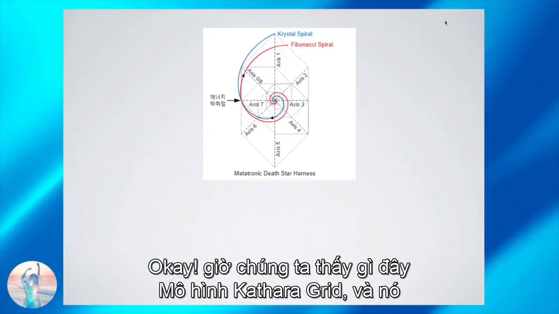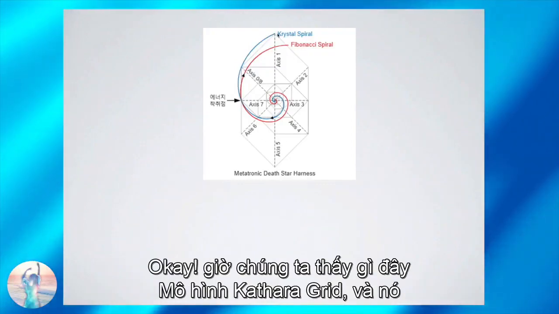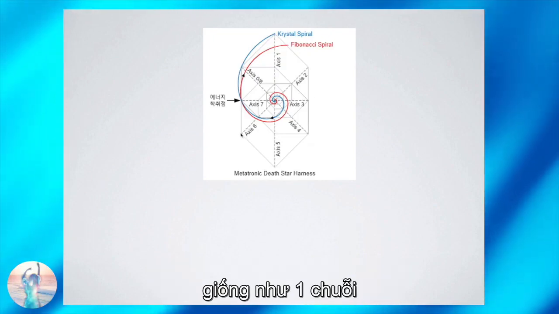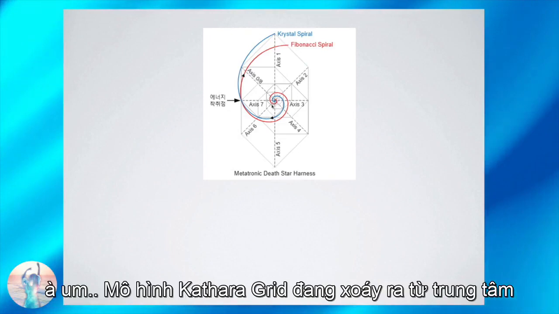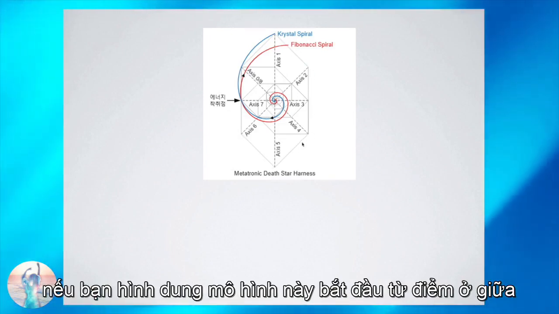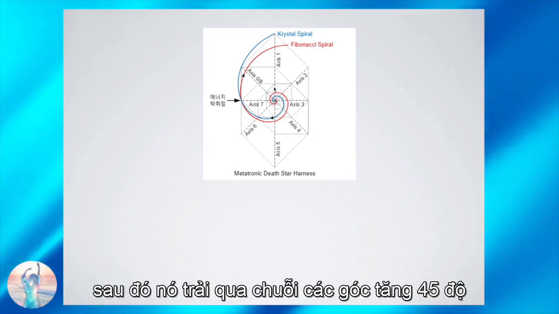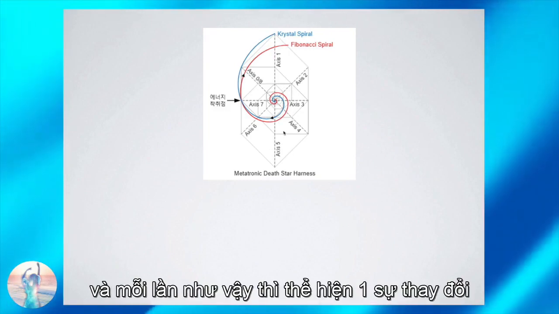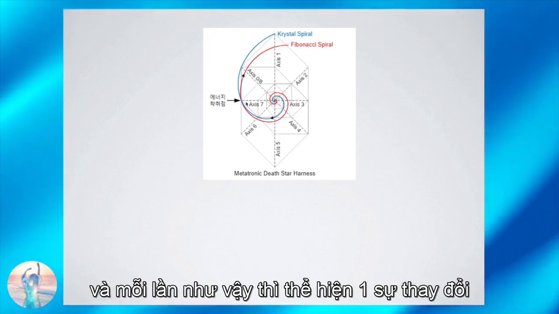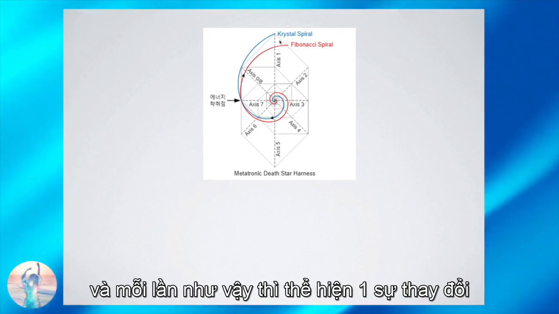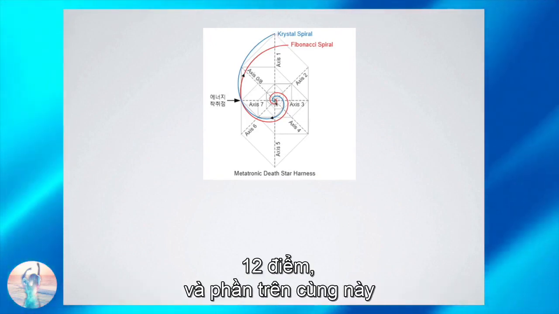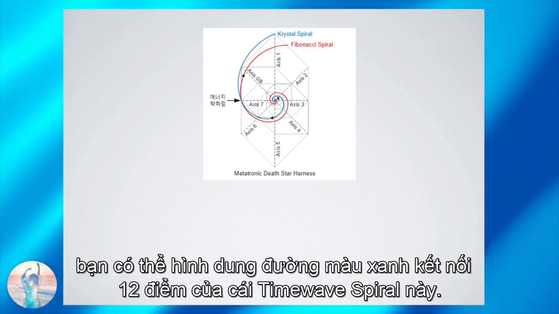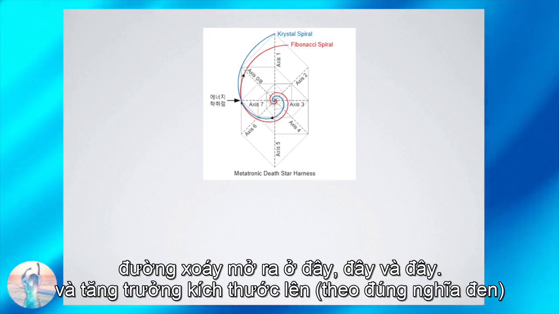Okay, so what you're looking at here is a Cathara grid template. And it's actually a series of Cathara grid templates that spiral out from the center. If you imagine this shape, it starts off tiny in the center, and then it goes through a series of 45-degree increment shifts. And each time it does the shift, the 12 pointers at the top here, imagine the blue line, it will connect to the 12 point as the time wave spirals outwards, here, here, here, and here. So it grows in size.